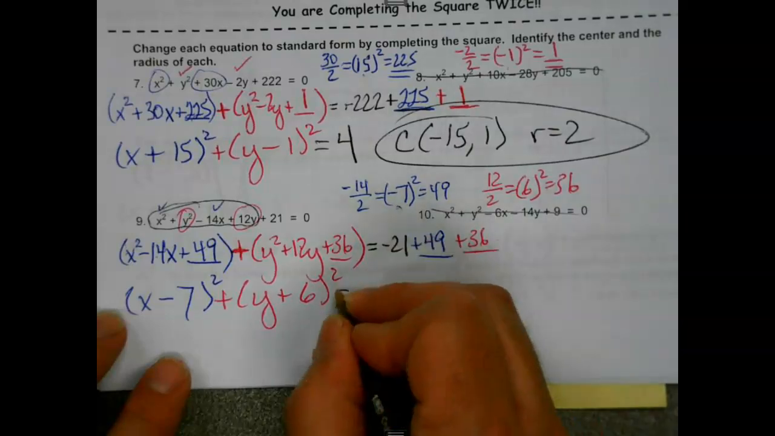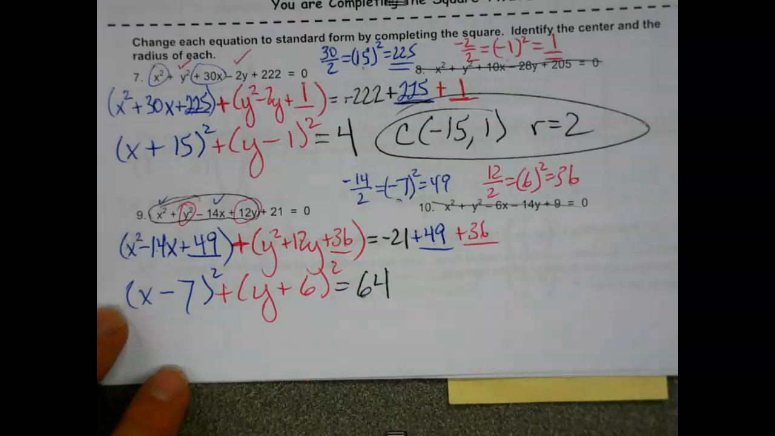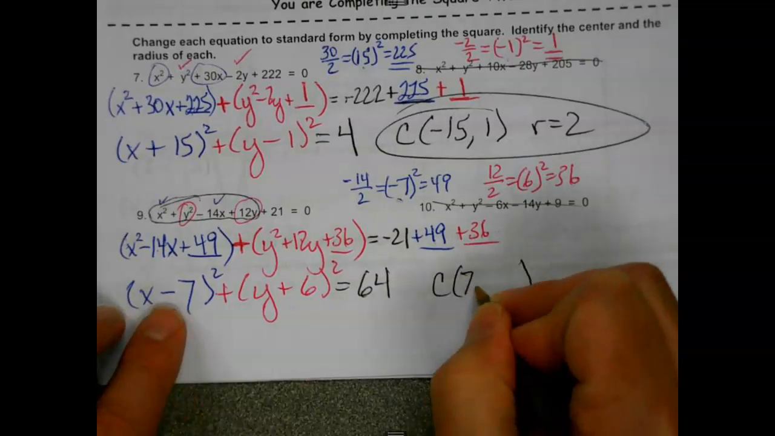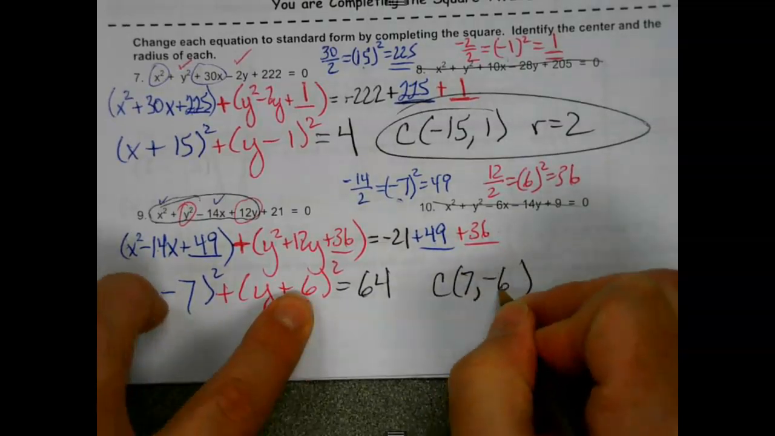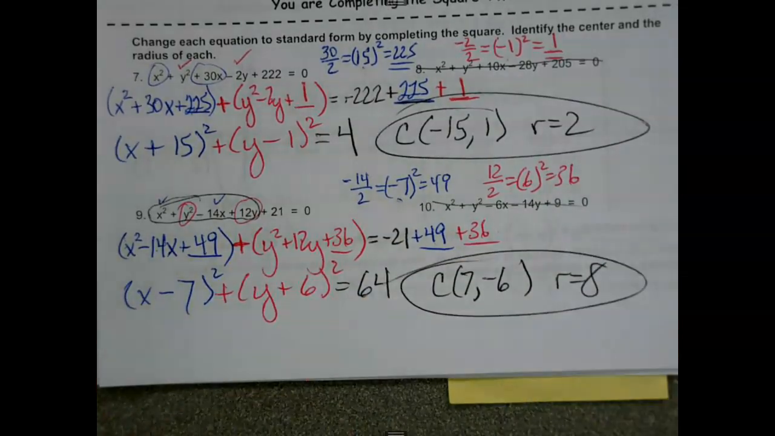85 minus 21 is 64. More times than not, your radius is going to be a perfect square. If it's not, double check. I mean, it's not impossible. We said that earlier, but it usually will be. Opposite of h, opposite of k, square root.